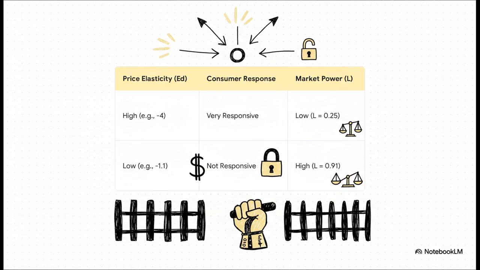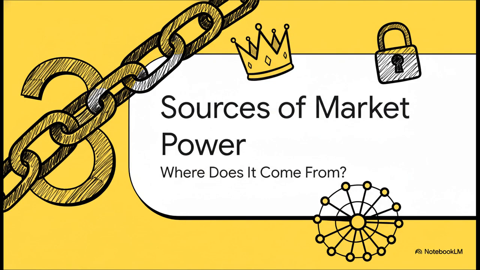The result? Market power, the Lerner index, is low, just 0.25. Now look at the bottom row. When elasticity is low, getting close to -1, consumers are basically trapped. They're not responsive, and so market power just skyrockets to 0.91. So we've established that low elasticity is the key to all this.